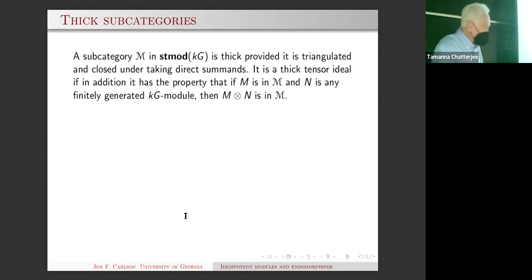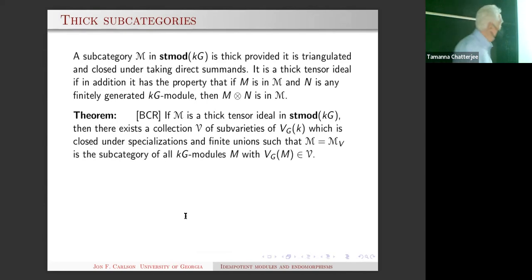Okay, now here's the categories. A subcategory of StMod KG is thick, provided it's triangulated, so with the same triangles, and closed under taking direct summands. It's a thick tensor ideal if it's also closed under tensor product with arbitrary finitely generated modules. So this is the notion of thick tensor ideal.